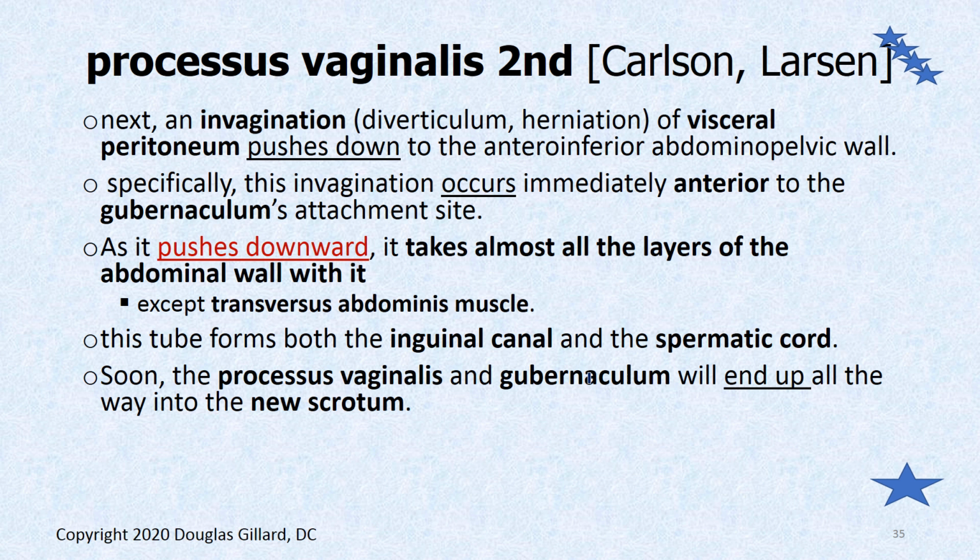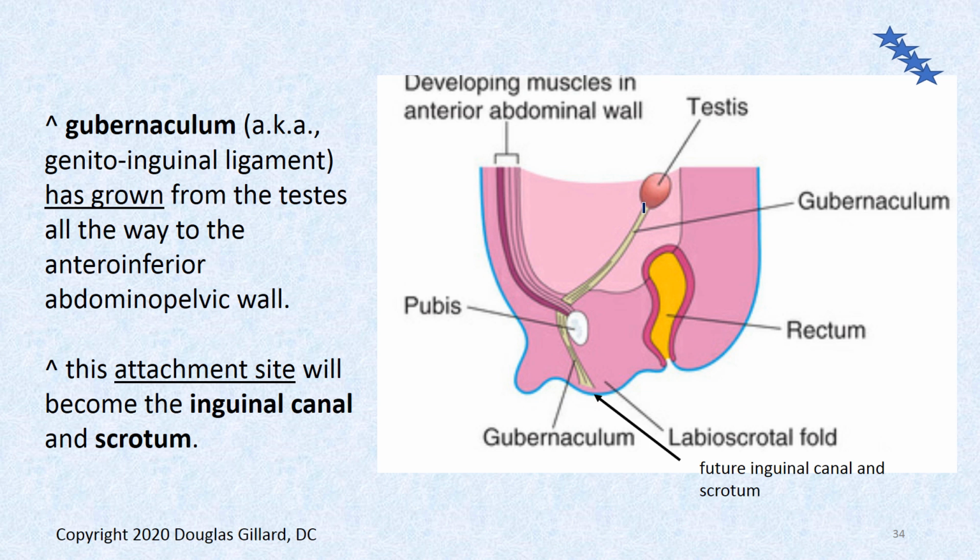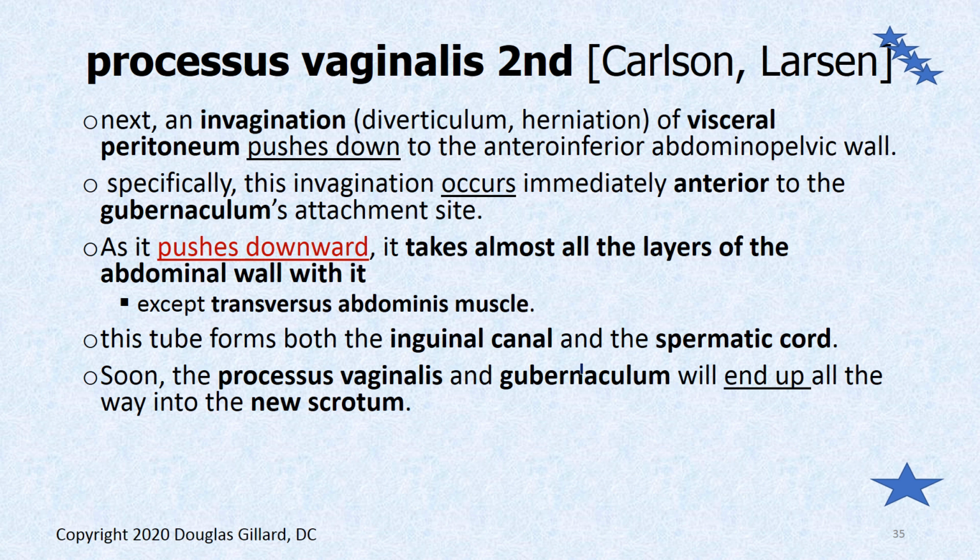Once this has contracted and reeled the testes down to where the scrotum is going to be, something else really weird happens. We get the processus vaginalis, which is an outpouching of the peritoneum, and it pushes down and starts to form basically the scrotum.